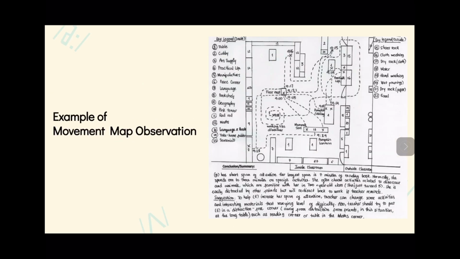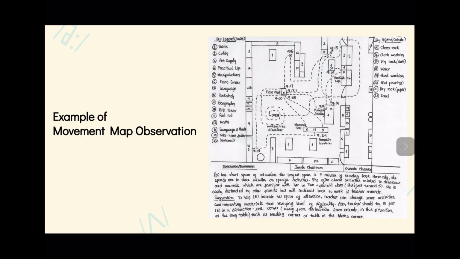Now let's look at the example of movement map observation. This kind of tool is pretty much the same as anecdotal, but it's more visual. But the thing is, it does not provide quantitative results, so I couldn't track the typical pattern. I didn't know how many times the child came to the shelf to pick a specific type of activity. With time and event sampling, I can do that, but with anecdotal record and movement map observation, it's quite hard to do so.